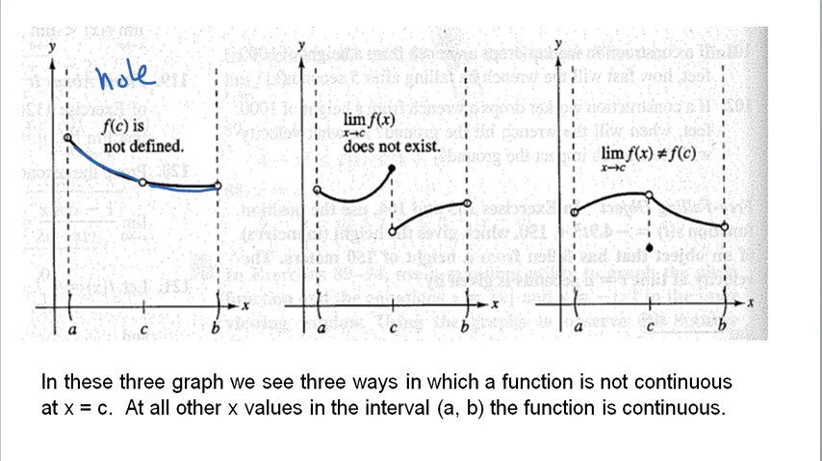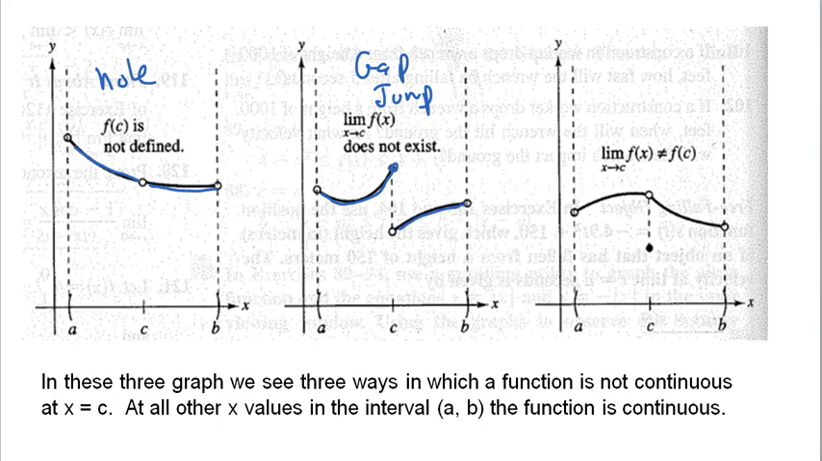Here's another example of not continuous. We call this a gap or a jump. And this is where, as I'm drawing it, on the left side I'm up at this value, but then boom, on the right side of c, I'm over down here. So again, this is an interruption.